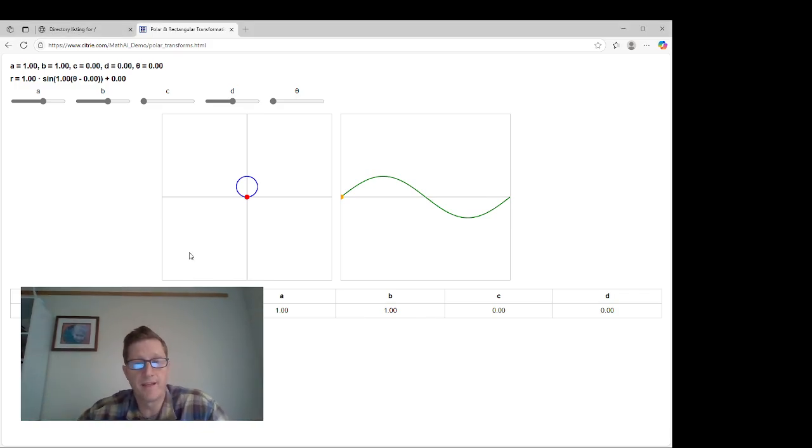Hey, so we're going to take a look at a tool I made to try to make some things, I hope, clearer as it relates to polar equations. So one of the things here is when we see a circle, we know that this is from a sine function, and we can see in a polar system it makes a circle, and in a rectangular system it makes a wave. And I can track a point over here, and that's how this was designed.